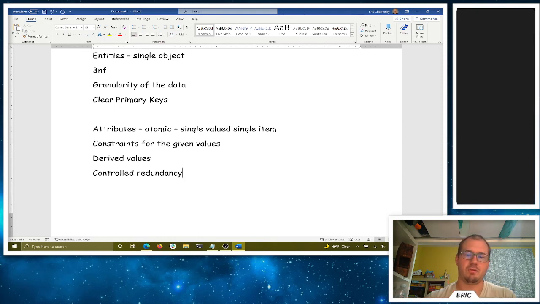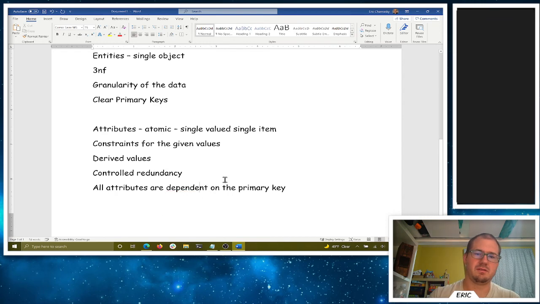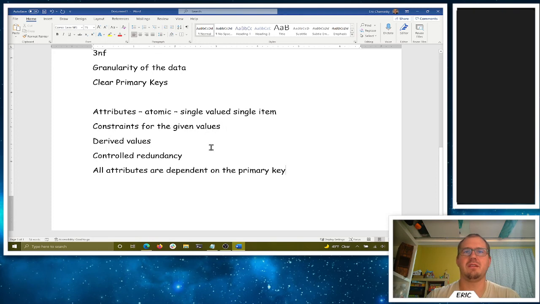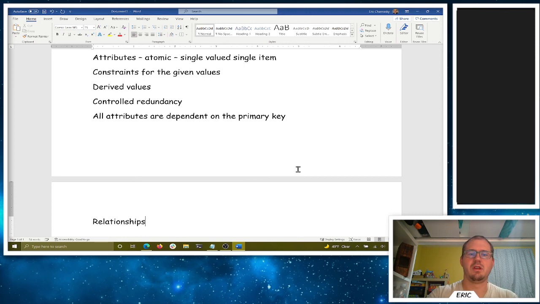And then again, we're looking for that dependency on our primary key. We're getting that if we're in third normal form, but it's just one more chance to make sure we're looking for all attributes to be dependent on the primary key. And really that's all non-key attributes. Anything else there.